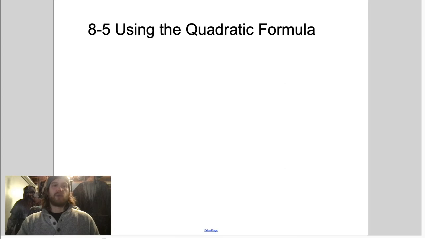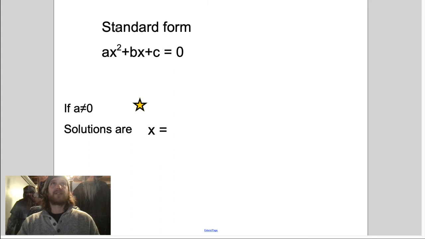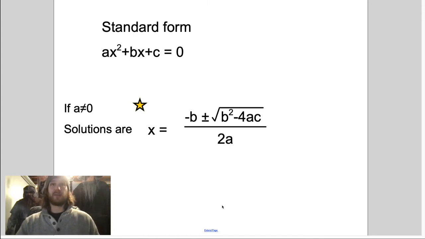All right, so the quadratic formula is a method for us to solve quadratics. Any quadratic that's in the form ax squared plus bx plus c. This is standard form, okay? As long as a is not equal to 0, the solutions to this equation, that is to say, the x values that make this equation true, are x equals negative b plus or minus the square root of b squared minus 4ac all over 2a. And that's quite a mouthful, but it's the truth.